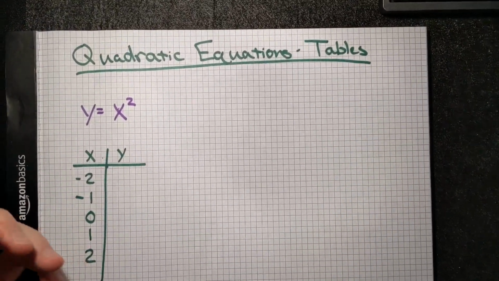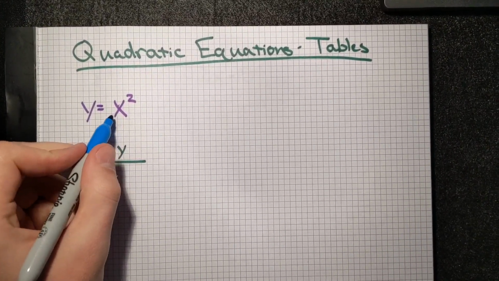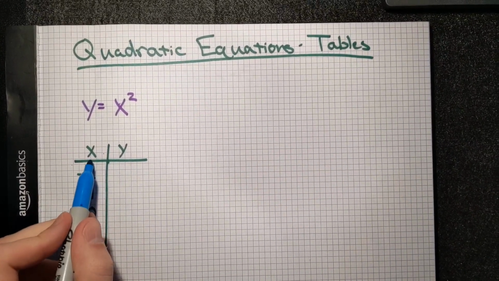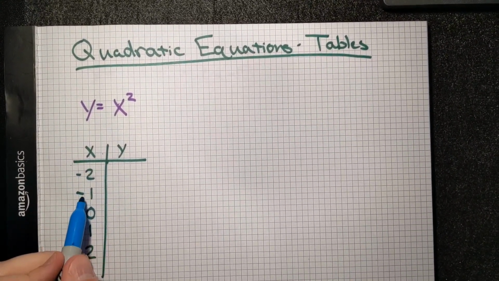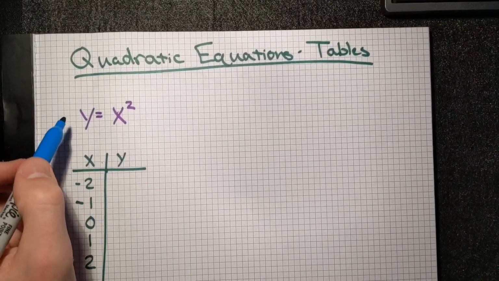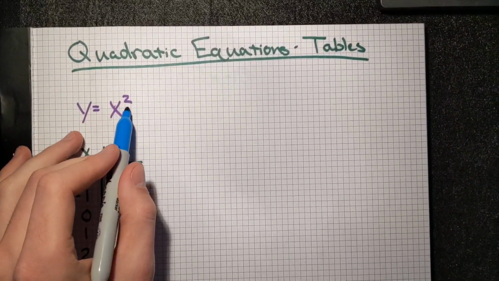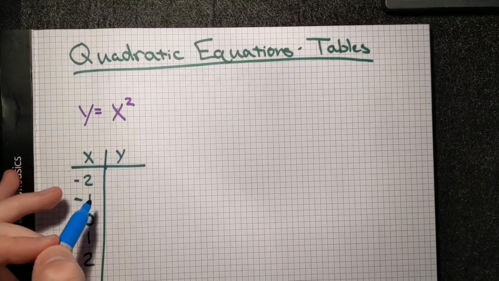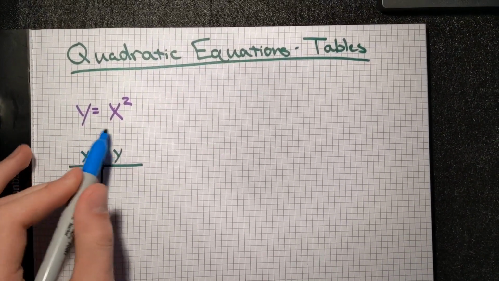So in this example, we just have y equals x squared, and we have a table that has x values -2, -1, 0, 1, and 2. So this is the most basic quadratic equation. Remember, quadratic means that there's an x squared in it. So we are going to just fill out this table using this equation.